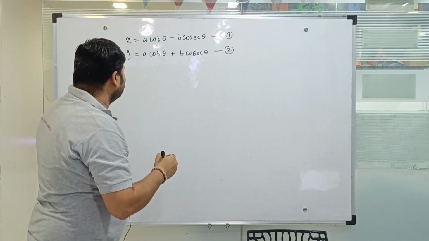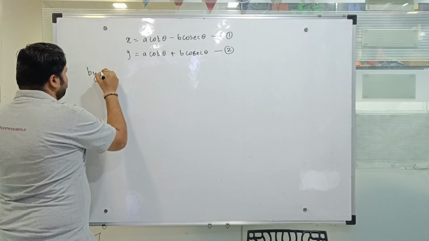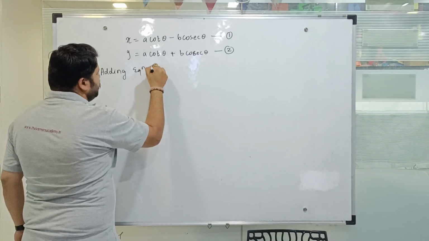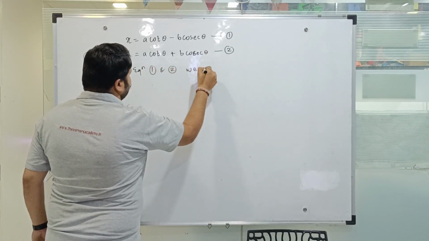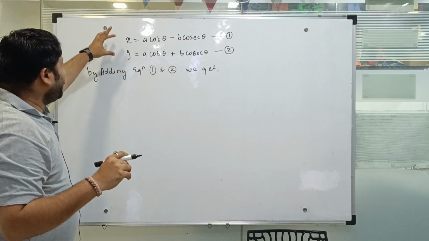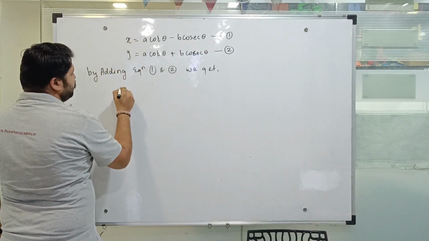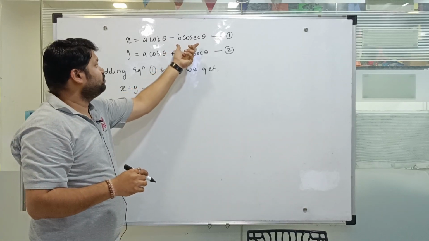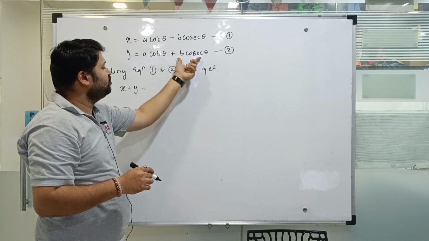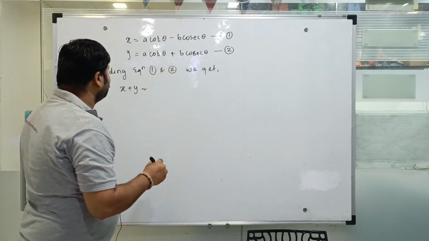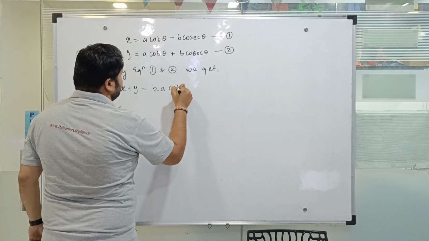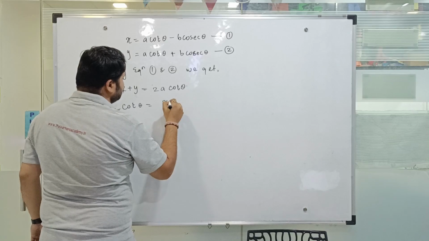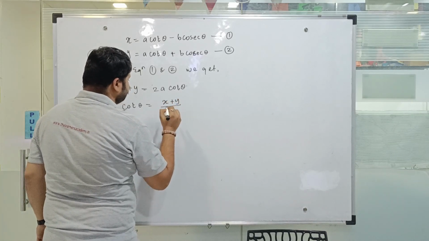Now I can say by adding equation 1 and 2, we get, since I add these two, on the left hand side I'd be adding x and y, so I'd have x plus y. On the right hand side, my second part is negative here and positive here, so effectively they'll get cancelled out and I'll end up with 2a cot theta. So therefore I can say cot theta is equal to x plus y upon 2a.